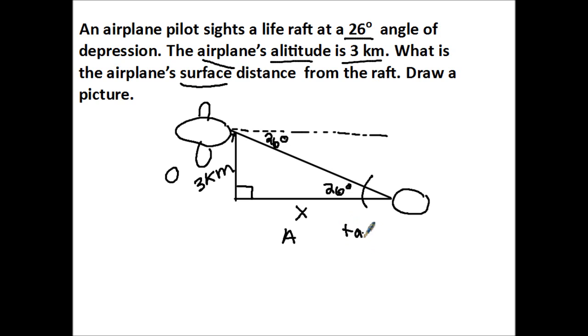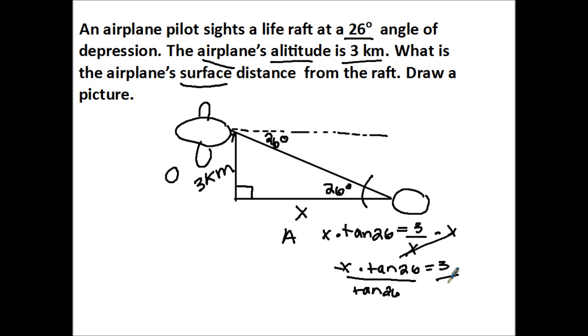So I'm going to say tangent of 26 equals 3 over x. This is one of those problems where we have to multiply both sides by x. Cancel out, so I'm left with x times the tangent of 26 equals 3. Divide by tangent 26 on both sides. So go ahead and put that in your calculator. So we're going to type in 3 divided by tangent 26. Enter. It looks like my distance x would equal 6.2, and the units on this are kilometers.